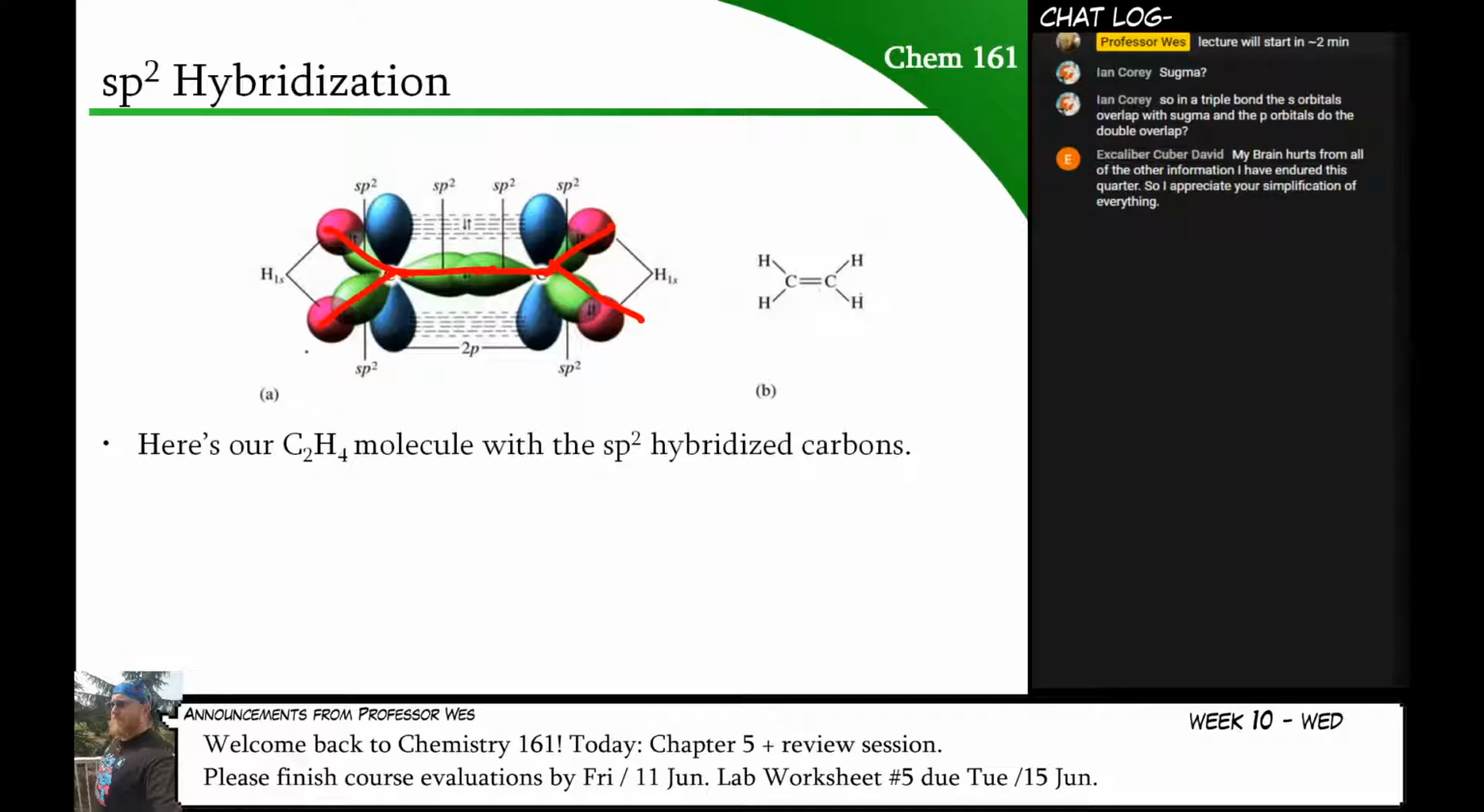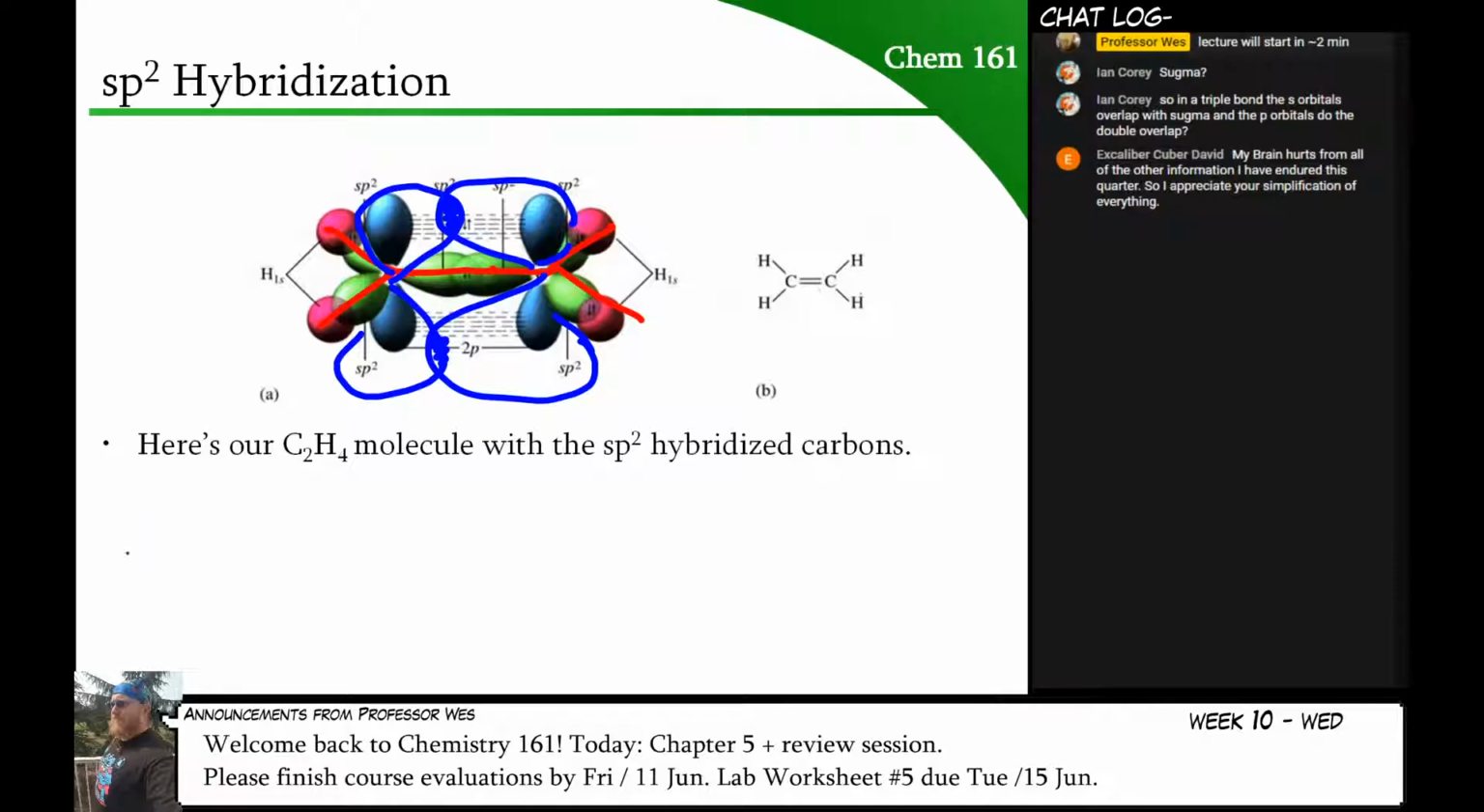And then the p orbitals go above and below the plane. So here's my p orbital. I'm going to draw them exaggerated so that you can see where the overlap would be. Okay, maybe that's a little exaggerated, but that's okay. So there's where my overlap would be, right in this region right here.